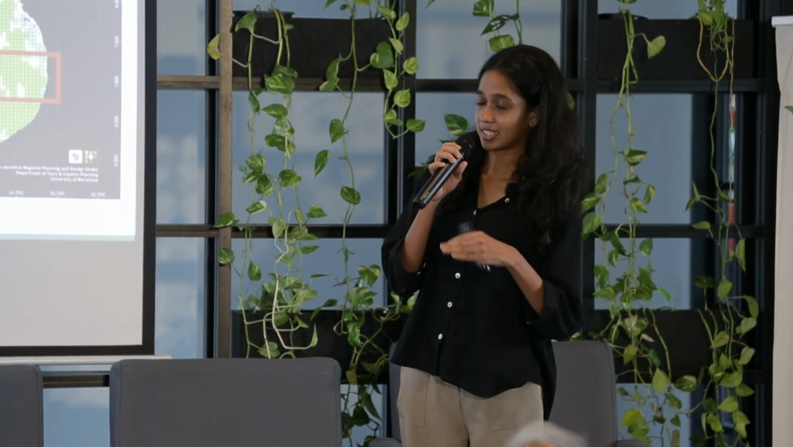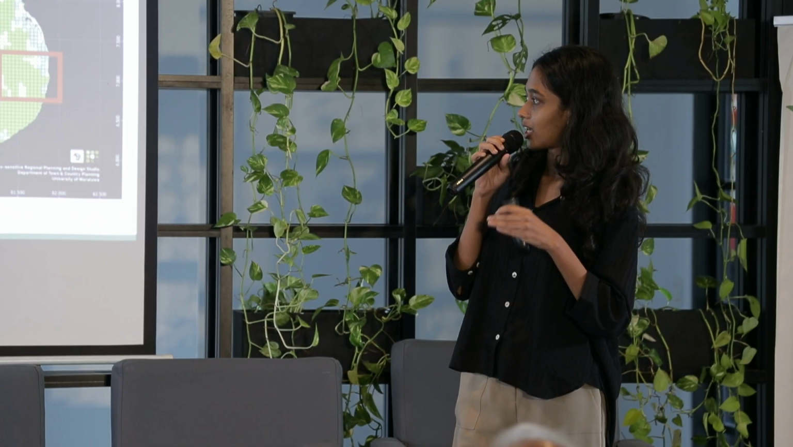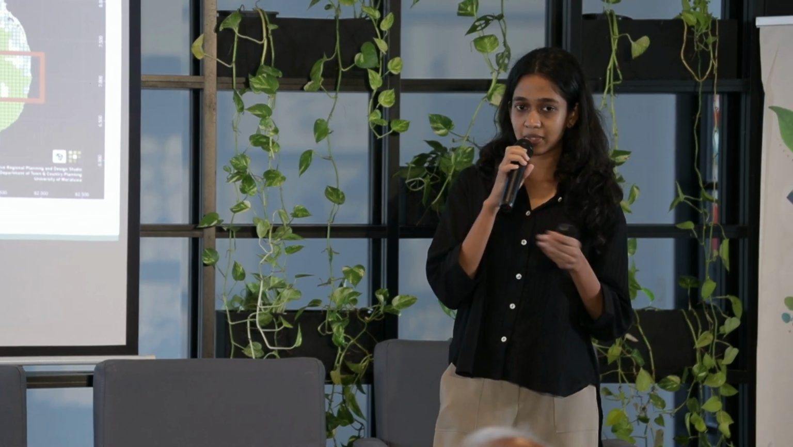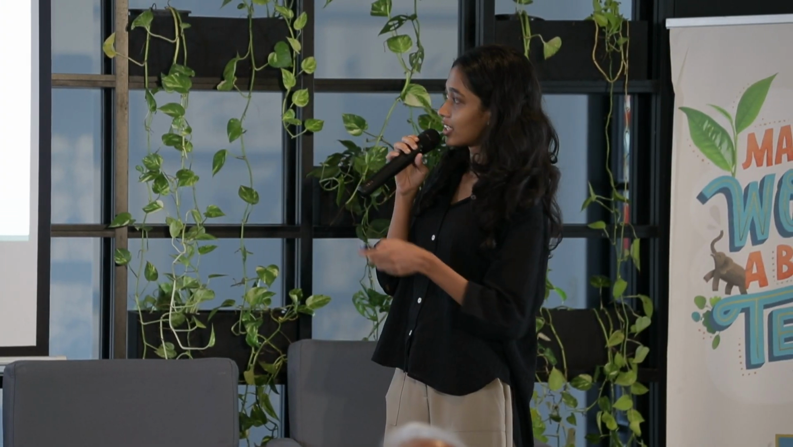So with that understanding, using a grid-based method, we recalculated the suitability by cell. How we did that was, if the exclusively elephant-suitable area covers 50% of the cell, it was included in the conservation area. Also, if the agricultural-elephant overlapping area covers 50% of the cell and that cell lies within the elephant home ranges, it was included. Existing protected areas were automatically designated as conservation area.